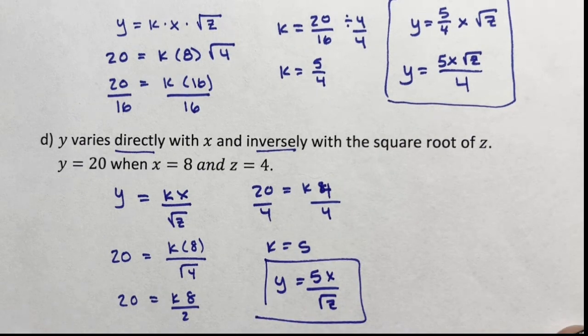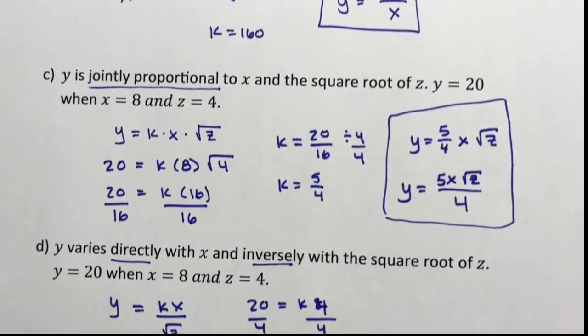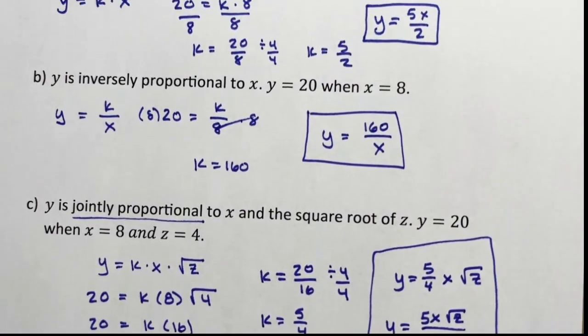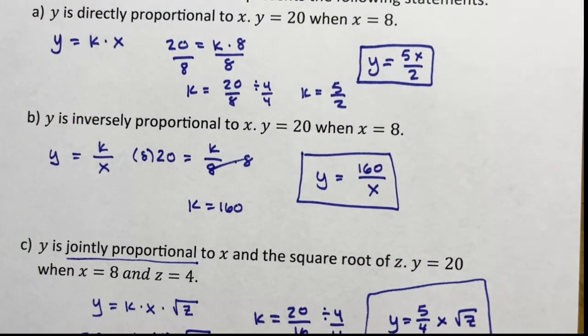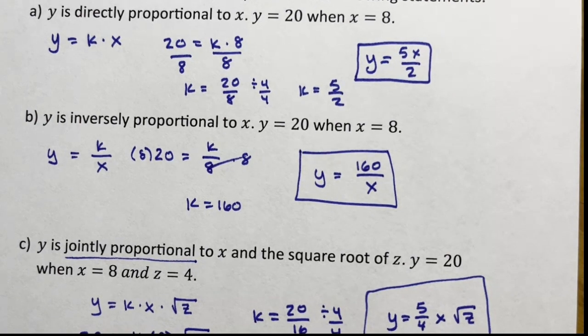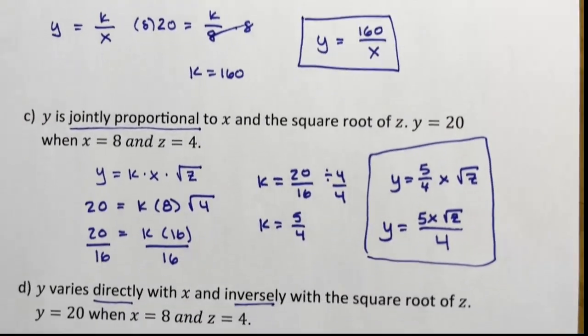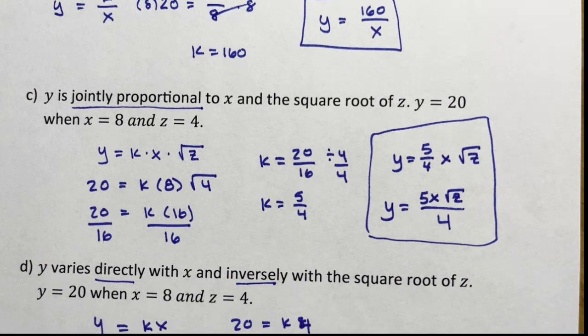So there we have it. We have gone through and learned and seen an example of direct, inverse, joint, and combined variation.